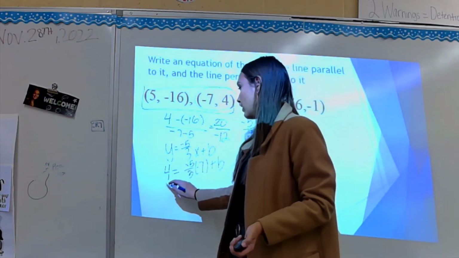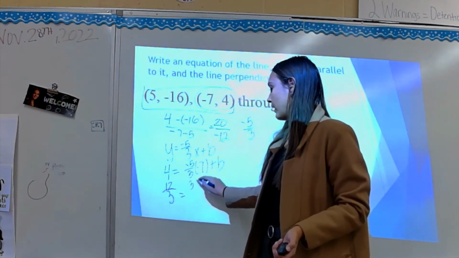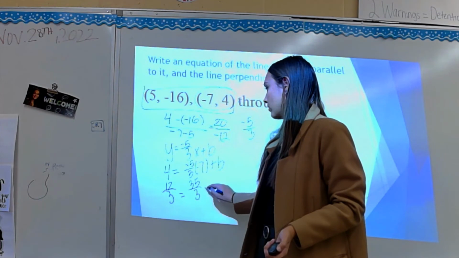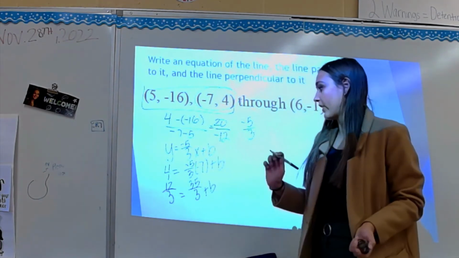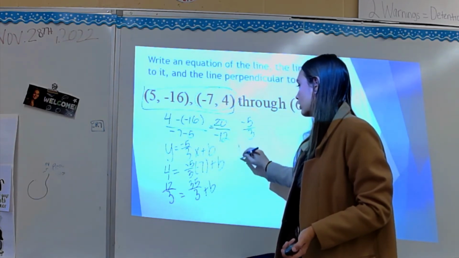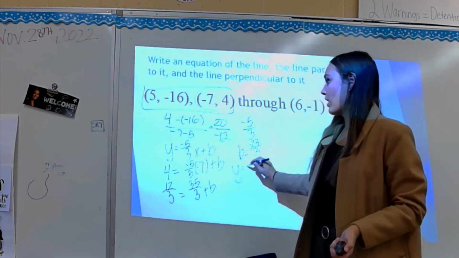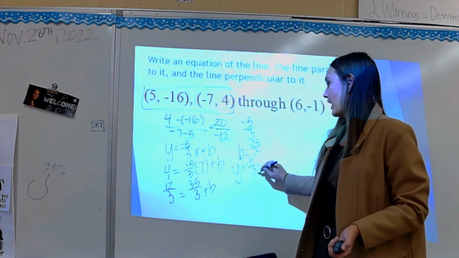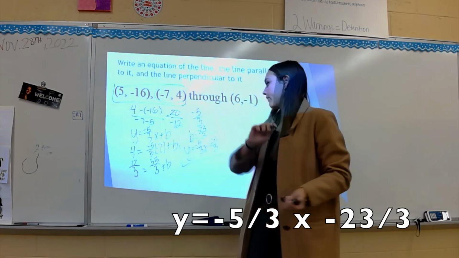This in thirds becomes 12/3 equals 35/3 plus b. I need to get the b alone, so I subtract 35/3 and I get negative 23/3. So my original equation is y equals negative 5/3 x minus 23/3. And I will box that off.